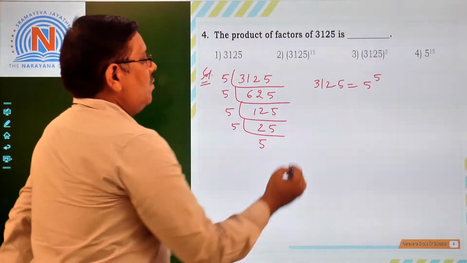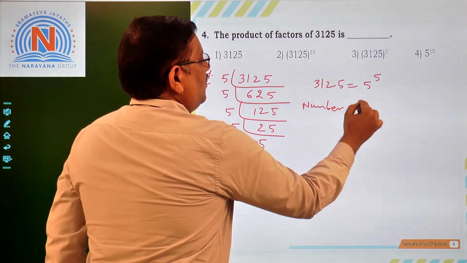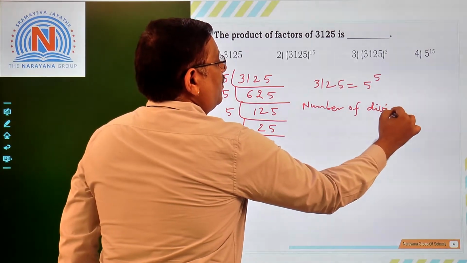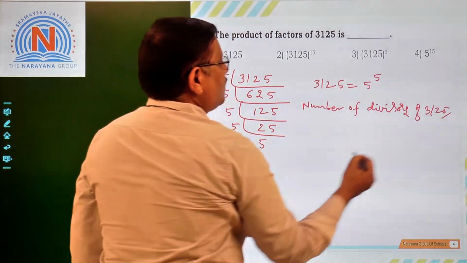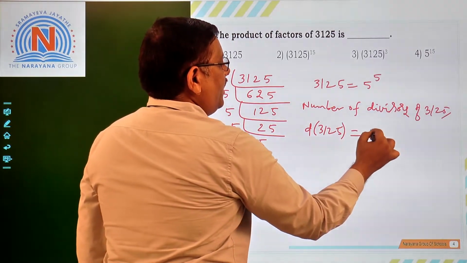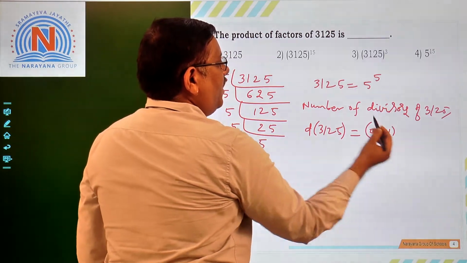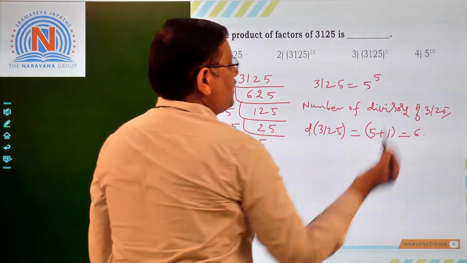Okay, now what is the number of divisors of 3125? So that is d of 3125, that is equal to 5 plus 1. With p1 power alpha 1, it is alpha 1 plus 1. 5 plus 1 is 6.